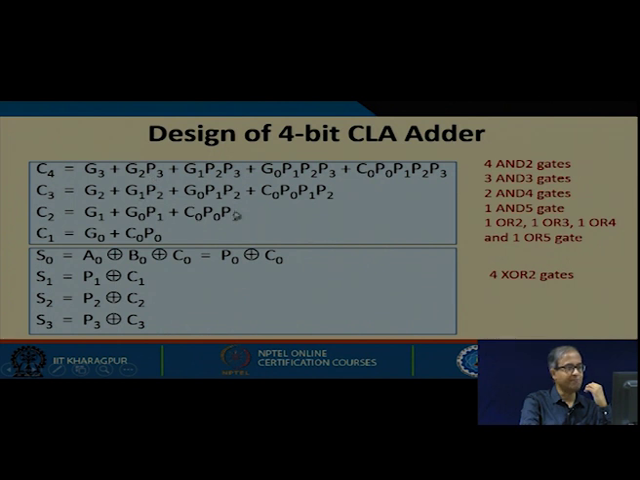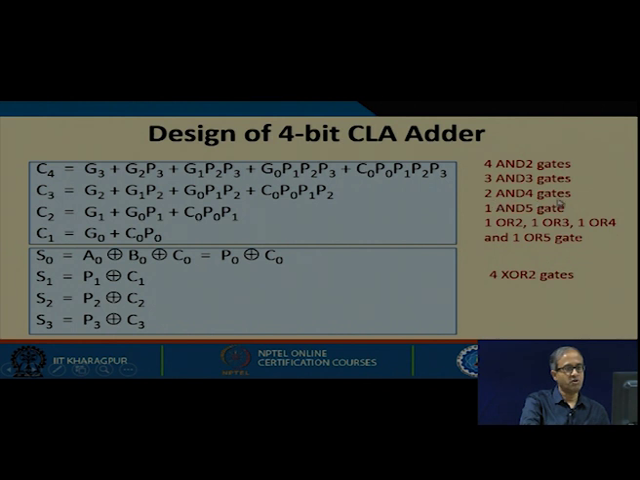Suppose I want to implement this, how many gates will I require? Just check. How many 2 input AND gates do you require? This is called AND 2. AND 2 means 2 input AND gates. I need 4. Why 4? These are the 2 input AND functions: G2 P3, G1 P2, G0 P1 and C0 P0. I need 3 input AND gates. For 3, there are 3 terms, you have to do AND, one here, 3. We need one 5 input AND gate, this is one 5 input AND gate, 1, 2, 3, 4, 5.